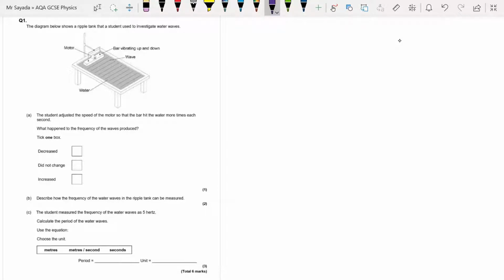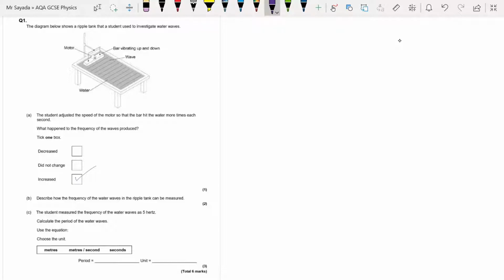So if the bar is hitting the water more times each second, that means we're going to have a higher frequency. Because what's the definition of frequency? Say your answer to the video. The definition of frequency is the number of waves per second. So if the bar is hitting the water more times each second, there are going to be more waves produced each second, which will increase the frequency.